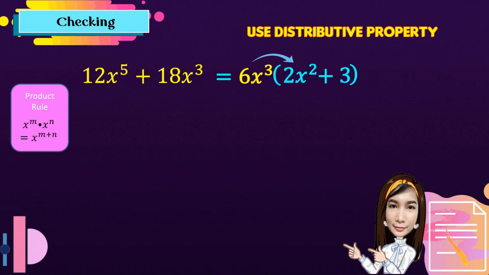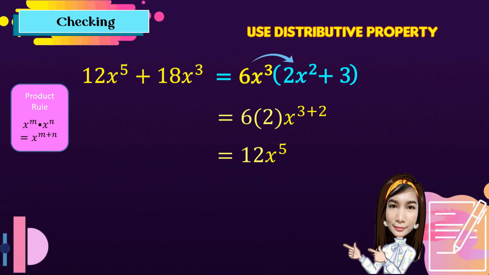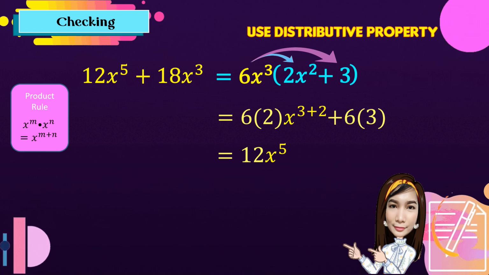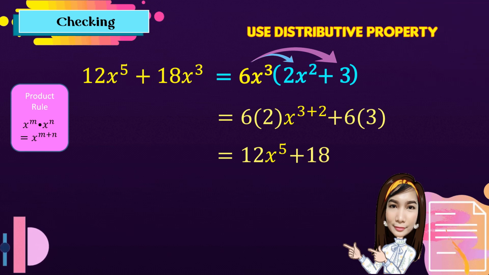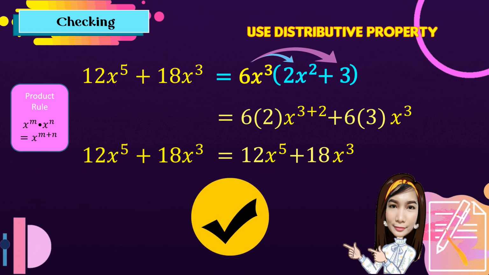Now multiply first the coefficient, so we have 6 times 2. We get 12. Now for the variable x, we just copy the same base, then add the exponent 3 plus 2. We get x to the 5th. Next, we're going to distribute the common monomial factor 6x cubed to the second term, 3. Multiply the coefficient 6 times 3, we get 18. Then just copy x cubed. So as you can see, we get the same product. So you got it correct.